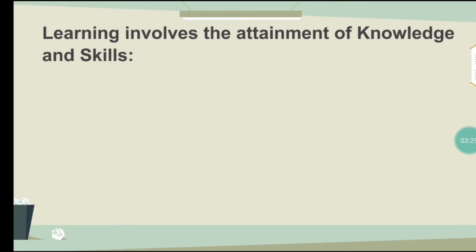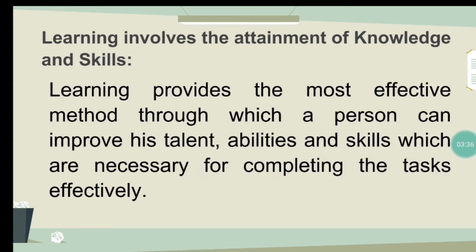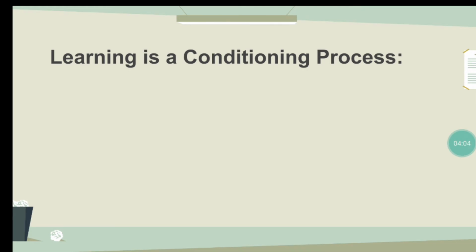Next, learning involves the attainment of knowledge and skills. Learning provides the most effective method through which a person can improve his talents, abilities, and skills, which are necessary for completing tasks effectively. Next is, learning is a conditioning process.